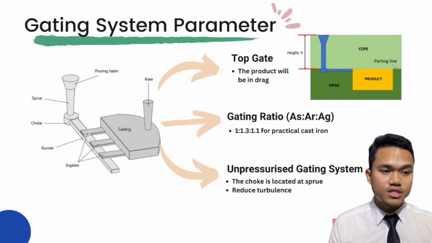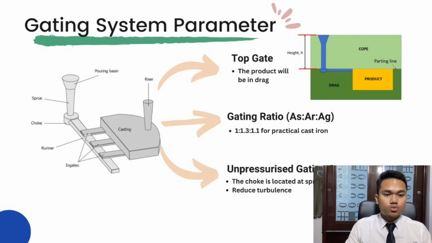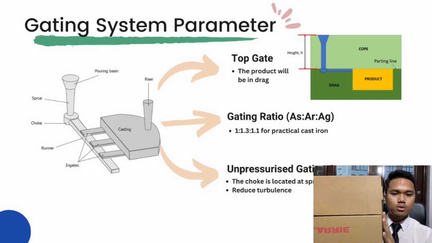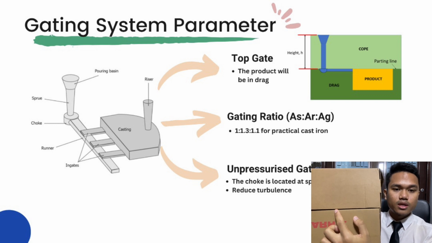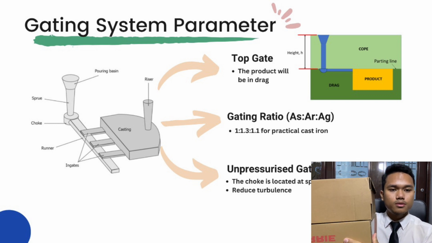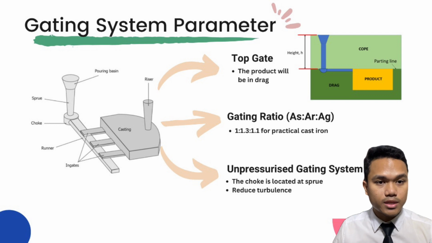Next, for gating system parameter. The product will be in the drag. So imagine this is a mold. This is the parting line. The product will sit at the bottom of the mold, which is known as top gating.